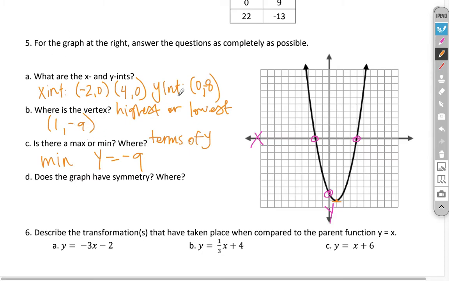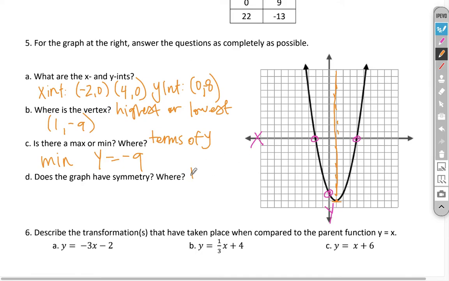Okay? And then it says, does the graph have symmetry? That means, can we fold this in half somewhere and have it line up perfectly? Well, our vertex is right here, which means this is the middle point, right? Can we fold it in half right here and have the same image on both sides? Yes, right? We can fold it in half right here.